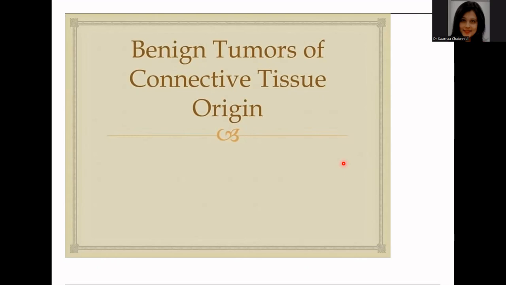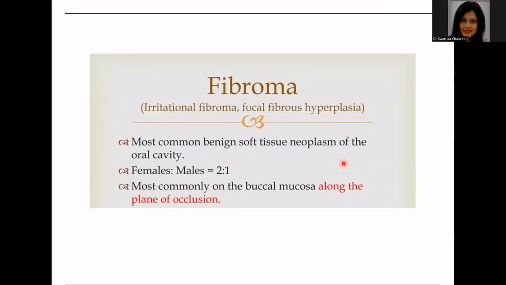So these are a few basic differences between benign and malignant tumors. Whenever it's asked, it has to be answered. All right, moving forward. In the connective tissue origin, the first tumor to be discussed is fibroma.